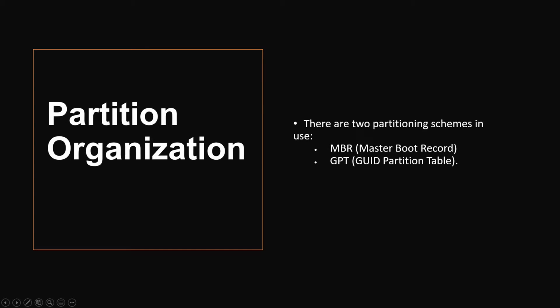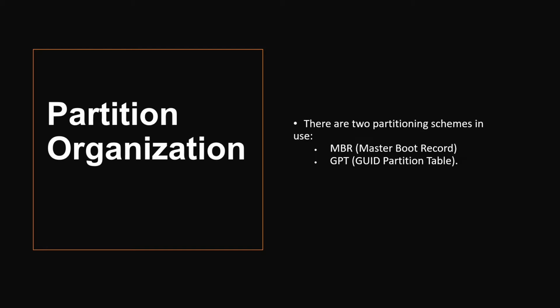Partition organization. Disks are divided into partitions. A partition is a physically contiguous region on the disk. On the most common architectures, there are two partitioning schemes in use: MBR, Master Boot Record, and GPT, GUID Partition Table. MBR dates back to the early days of MS-DOS.